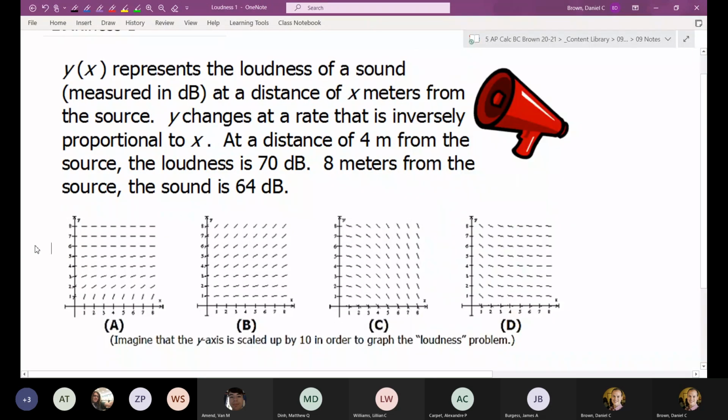Here is one dealing with decibels. So I have y of x representing the loudness of sound measured in decibels. And at a distance of x meters from the source, y changes at a rate that is inversely proportional to x. So we could use that to write our differential equation. And then for all these, we're going to have 2 initial conditions. I say at a distance of 4, the loudness is 70. And then 8 meters from the source, the sound is 64.